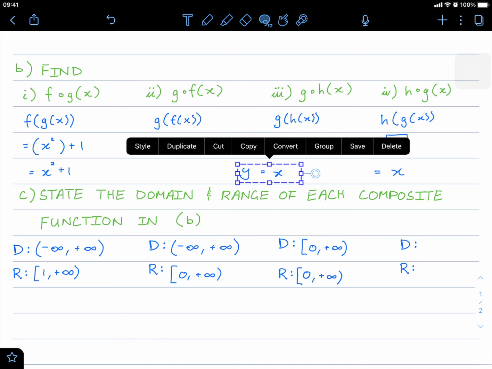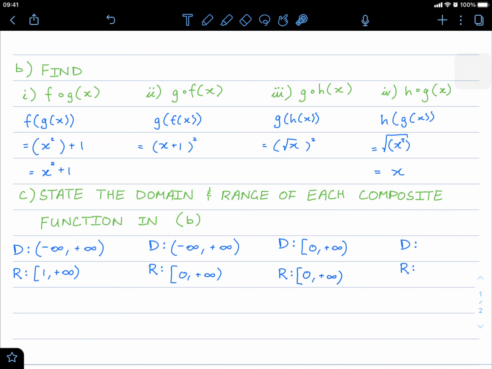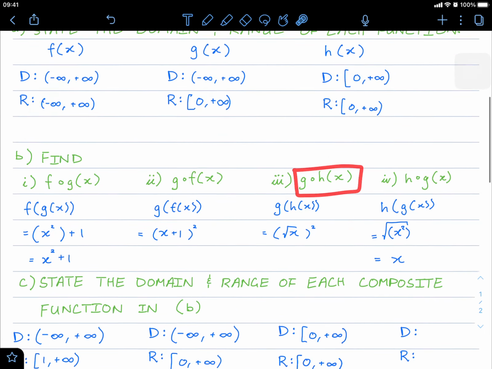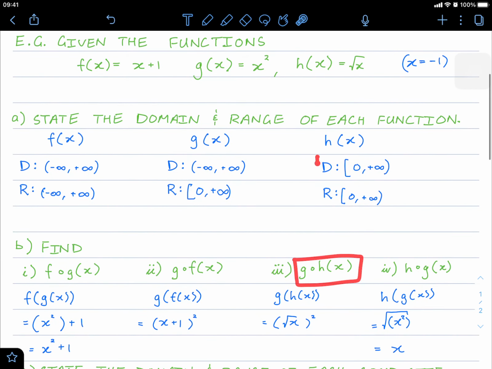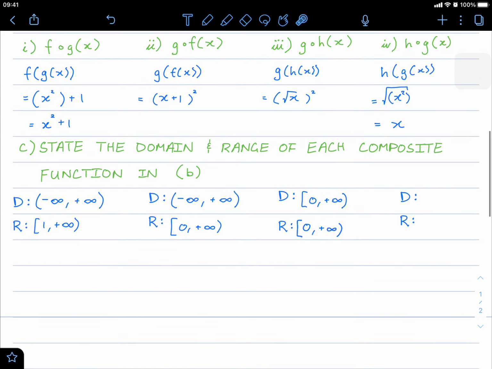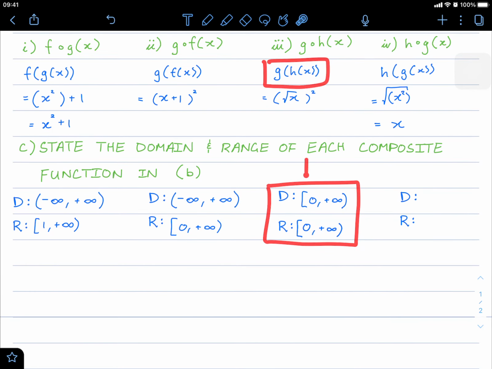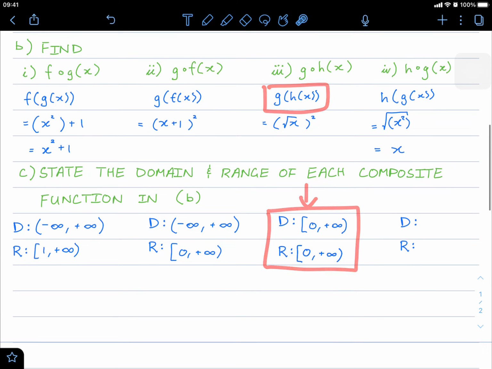You'll find that the composite function will often, not always, match the most restrictive domain and range in that chain of functions. So since h is the most restrictive, it's often the case, but not always, that the composite function has to follow the most restrictive domain and range in that chain of functions. So here's another one.